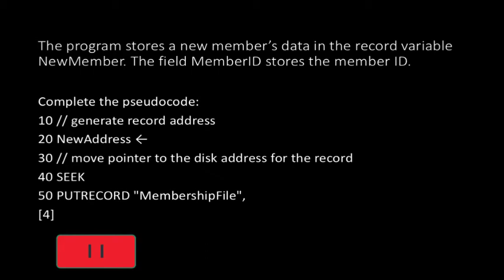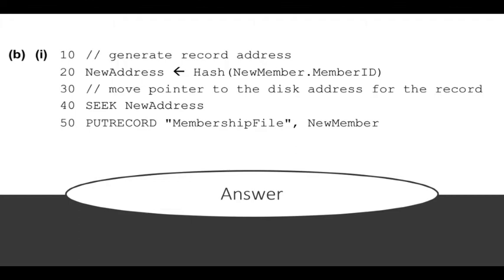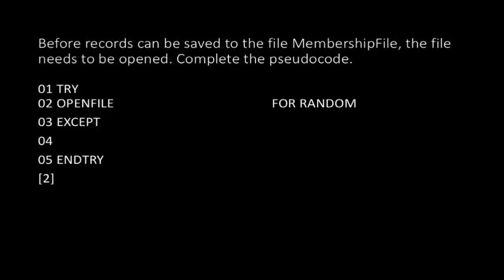Okay, again, try and do it and I'll reveal the answer in a minute. Okay, so this is what the answer would look like. Next, before the records can be saved, to complete the file membership, the file needs to be open. So this isn't particularly to do with hash tables, this is to do with file management. But notice above the AS level, you're expected to deal with randoms. So have a go at that.